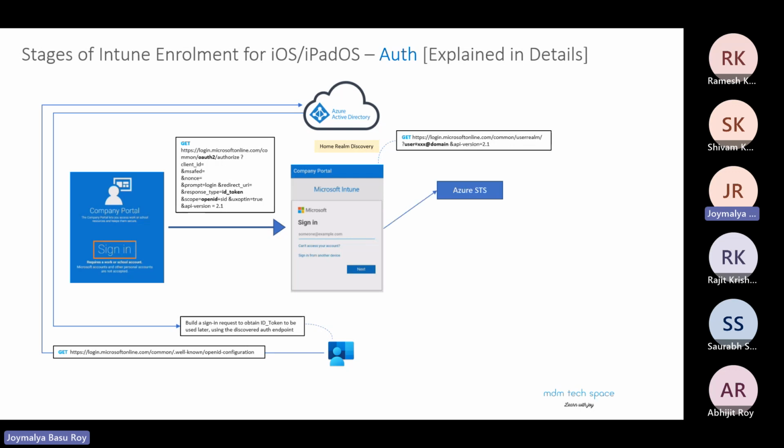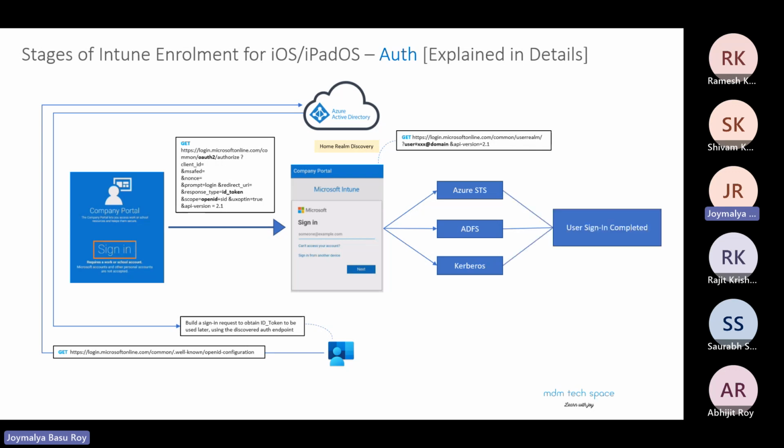So it's Azure STS or Secure Token Services. If you are not using Azure AD as your authentication endpoint, it might go to your federation services, so it can go to ADFS. Or if it is a pass-through authentication, like you are falling back your authentication back to your on-premises Active Directory, then it's a Kerberos-based authentication. So either way, wherever the authentication happens, the response is collated, and the user sign-in gets completed with the company portal getting back an ID token.